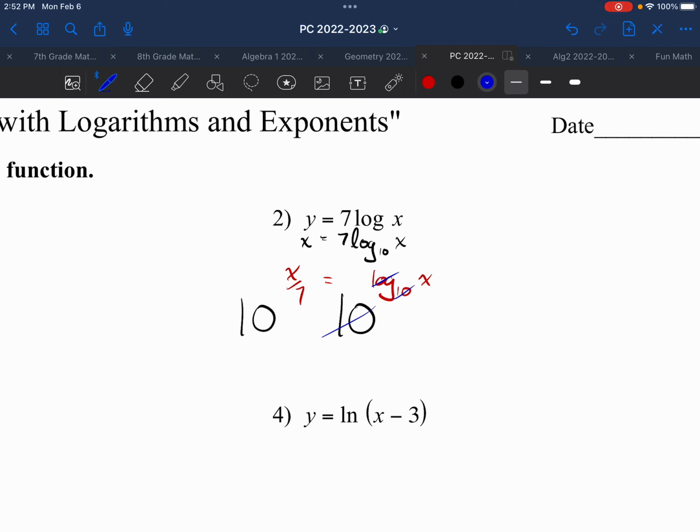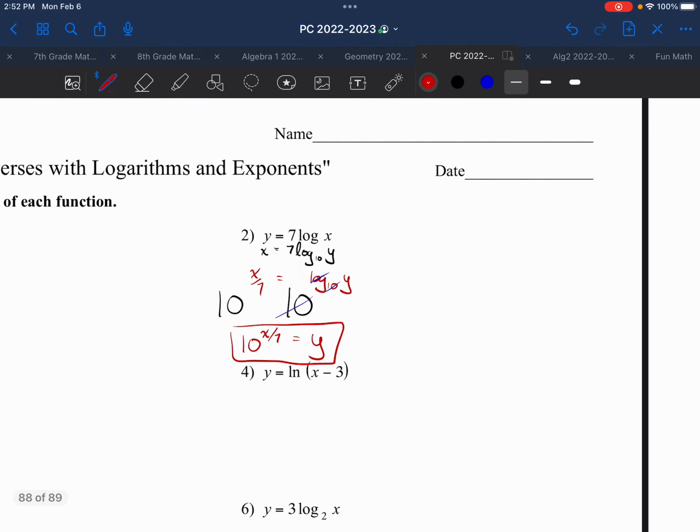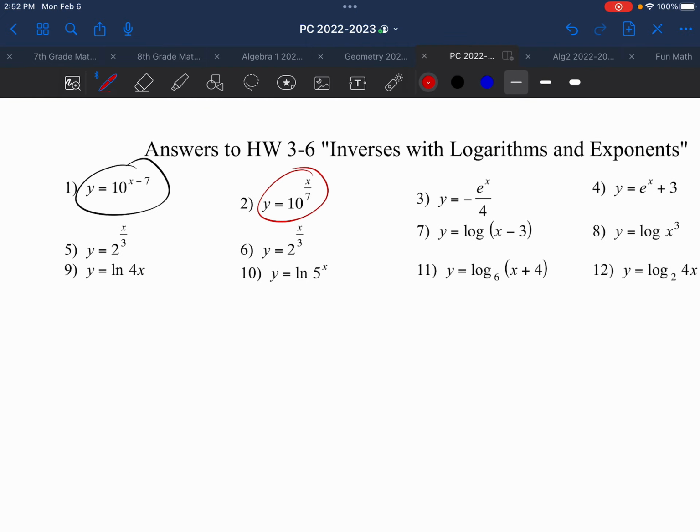I've done this before. I changed that one into an x, but I forgot to change that one into a y. My bad. All right, let's go ahead and fix that. This is now a y, and y down here by itself is equal to 10 to the power of x over 7. Let's go ahead and check our answer, 10 to the power of x over 7. We got it.